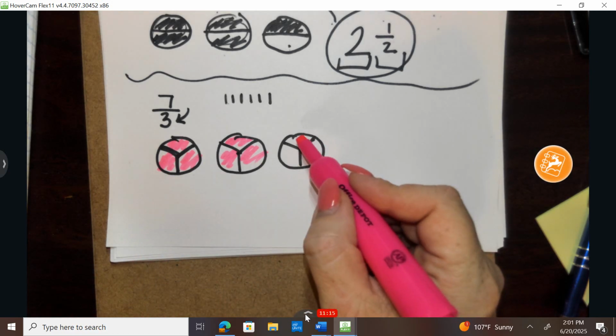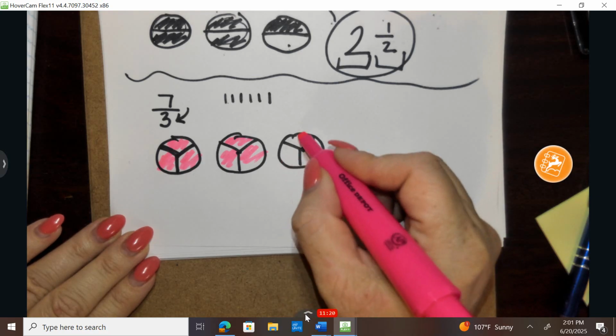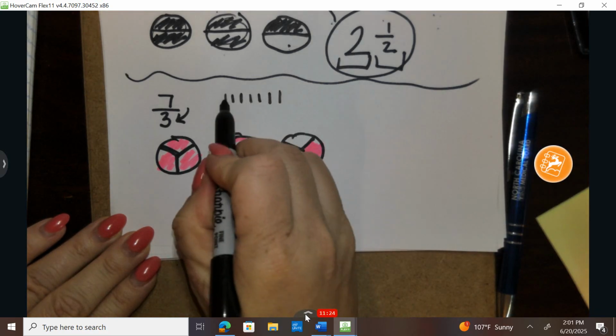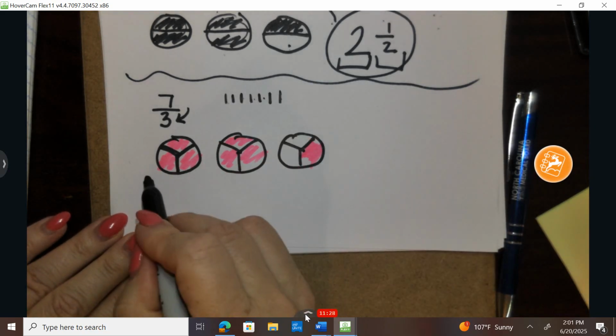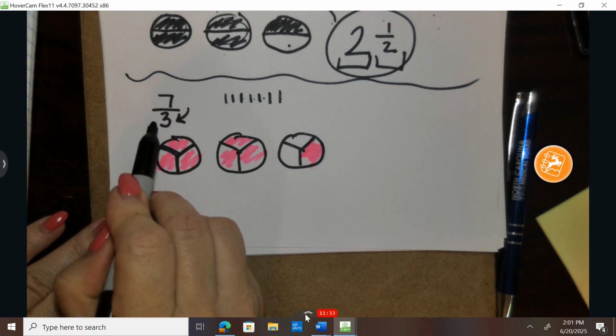And a common question is, which one of these do I need to shade? It doesn't matter. I could shade the right side, the left side, or the top. Doesn't matter. Now, I have shaded 1, 2, 3, 4, 5, 6, 7. And so this is an example that represents the improper fraction 7/3.